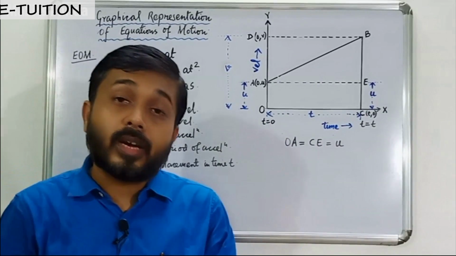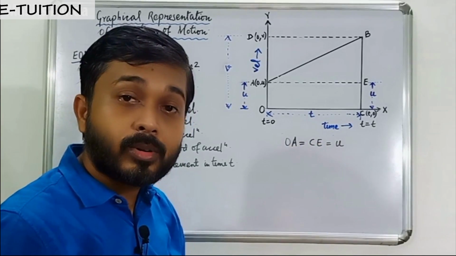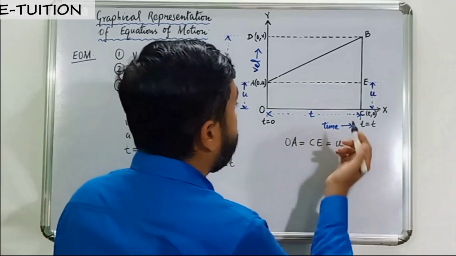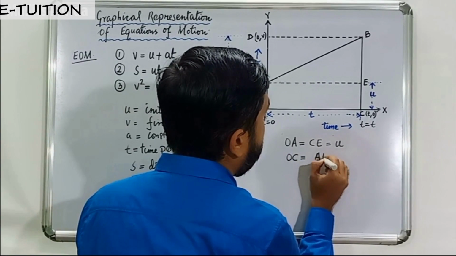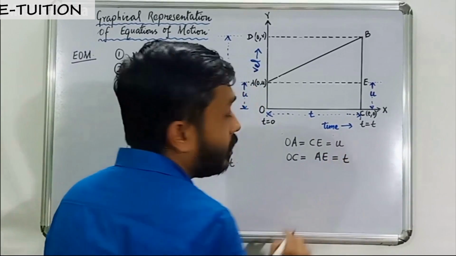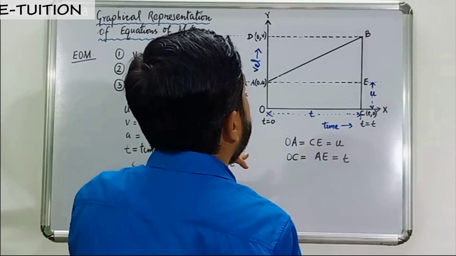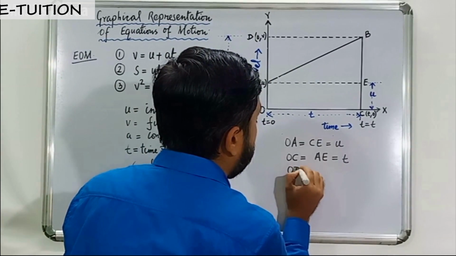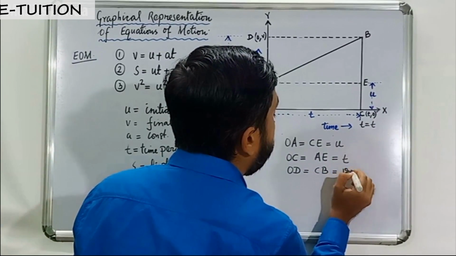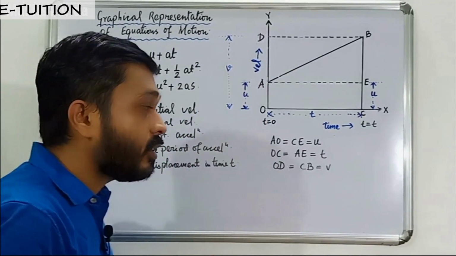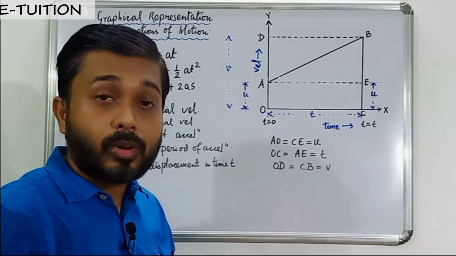As you all know, for a rectangle the opposite sides are equal, so we can surely write OA equal to CE equal to u, the initial velocity. Also we can write OC equal to AE equal to t, the time period of acceleration, and OD equal to CB equal to v, the final velocity, the velocity acquired by the body after time t as a result of its motion with constant acceleration.